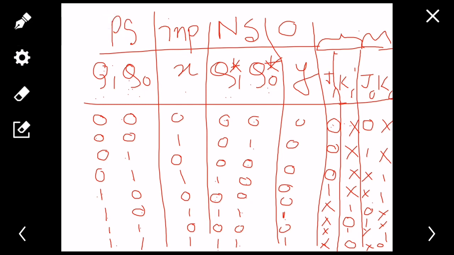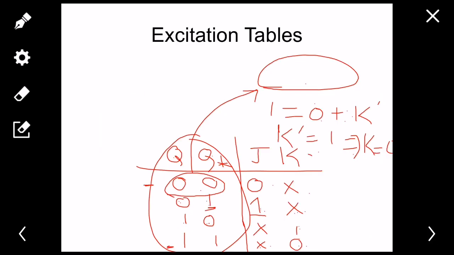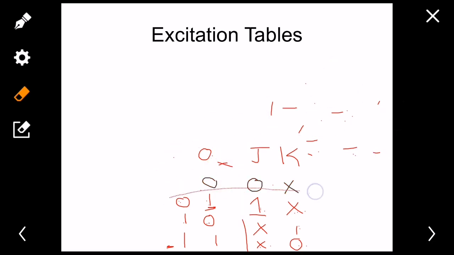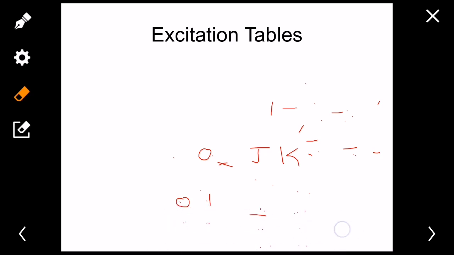So this is my state table for the JK flip-flop. Now I'll be using the inputs of J1 and K1 and J0 and K0 and do the K-map and find the equations for J1 and K1. Now let's do that. Let's use the next page. So I am erasing all the things. I'll be using this page to do the K-map more specifically.